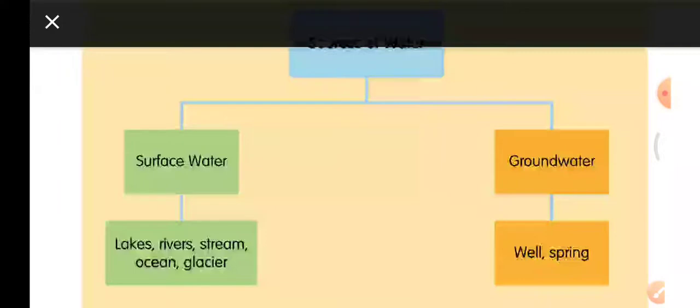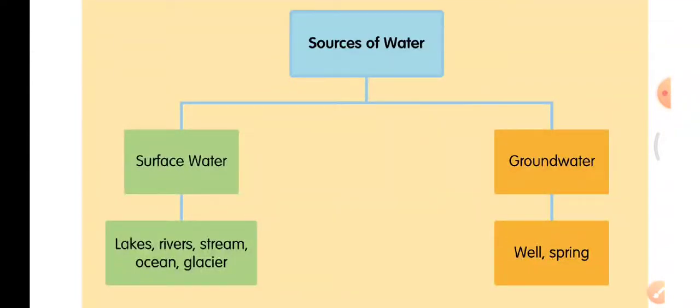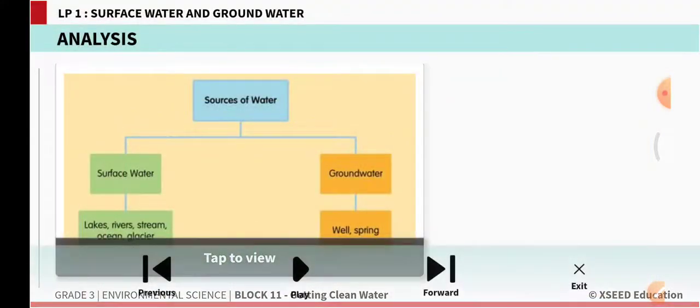Okay, look at this picture, students. So you can even draw this in your classwork book, in your notebook. Sources of water are of two types: surface water and groundwater. In surface water, we have the water bodies as lakes, rivers, streams, oceans and glaciers. In groundwater, we have wells and springs, right? Let's learn more.